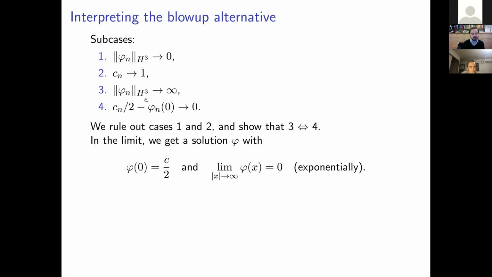The third and the fourth is that the solution explodes in a function space, and that we reach this highest wave, where the value at the crest is C/2. We show that 3 and 4 are equivalent, so that both of them happen. So in the limit, we get the solution which does exactly what we want. It is the highest wave. And it follows not from our arguments, but by a previous result, that it is exponentially decreasing.